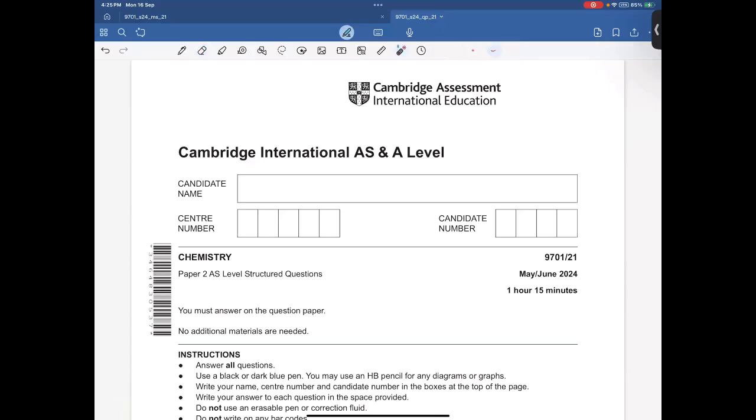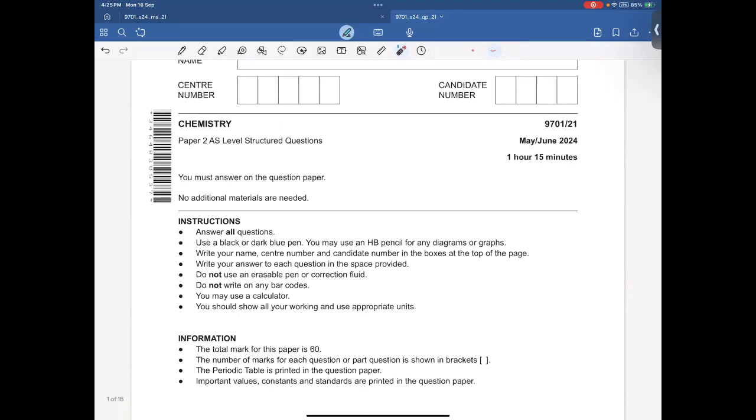Let's start Cambridge International AS level paper, paper 2, May-June 2024, variant 21. The duration of this paper is 1 hour 15 minutes and we need to attempt all questions, all right? The total marks for this paper is 60. You may use the calculator, and in order to draw any diagram or graph, you need to use HB pencil for that, all right?